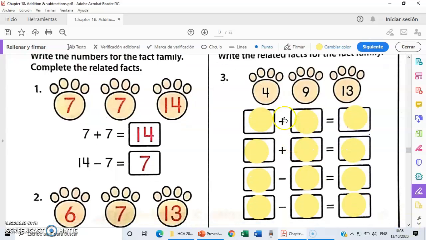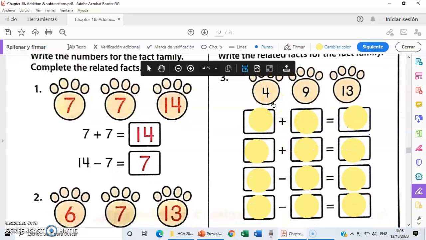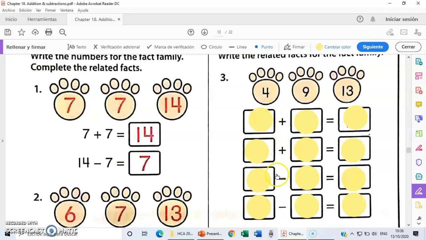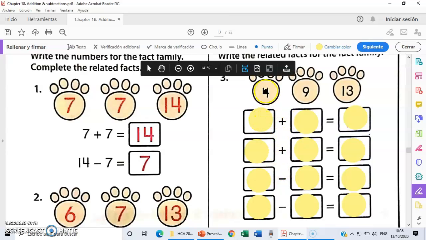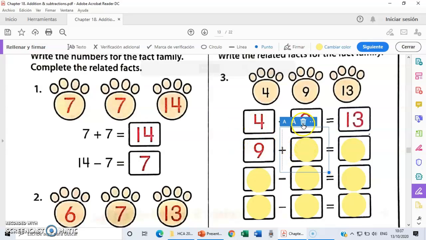So now you have the fact family here. Watch here first. You have 2 additions and then 2 subtractions. With the addition, you start with the smaller number, 4 and 9. You say 4 plus 9 equals, you have the answer here, 13. Now you change the order and you say 9 plus 4 equals the same, remember? 13.